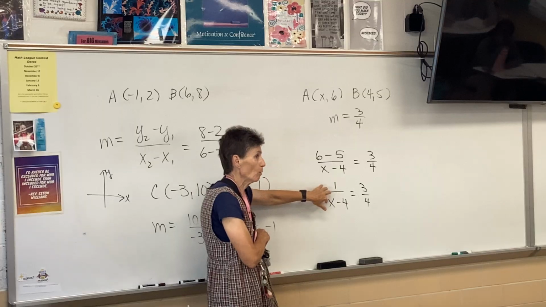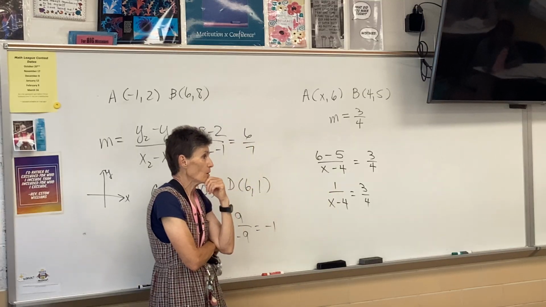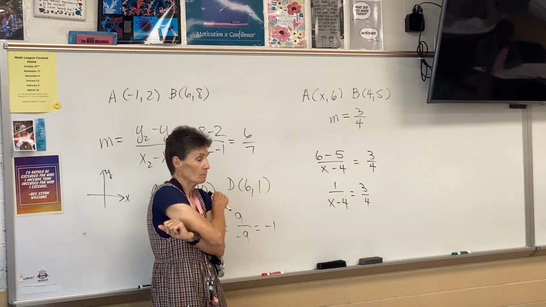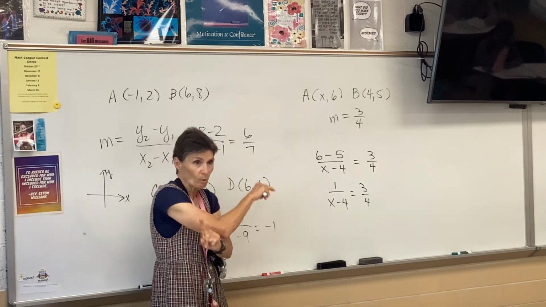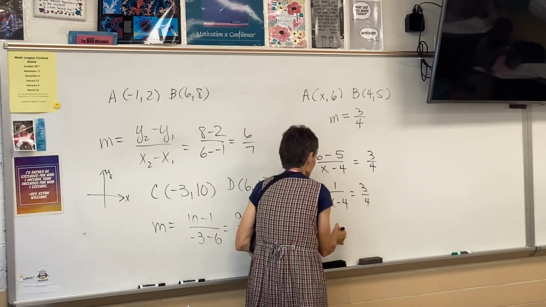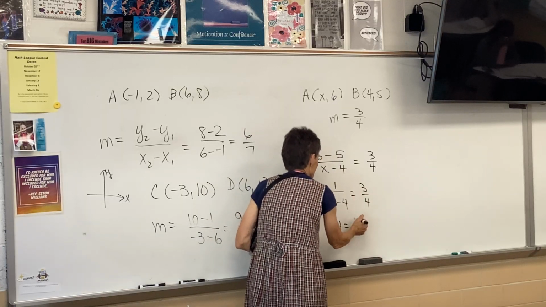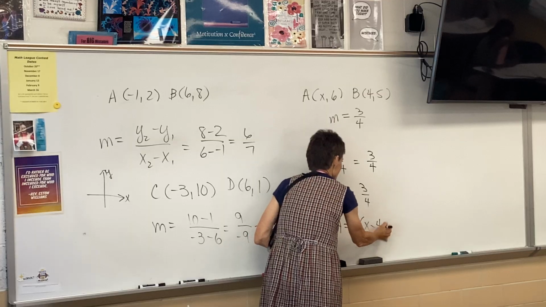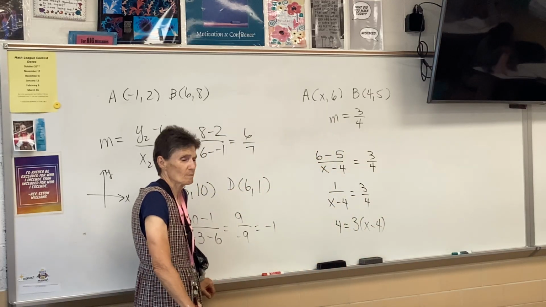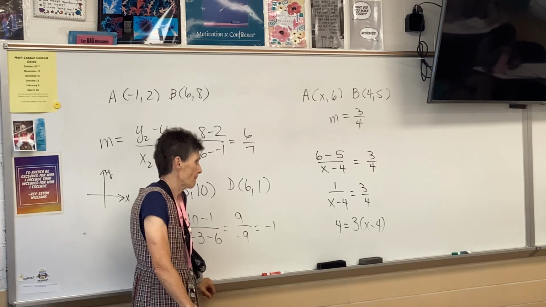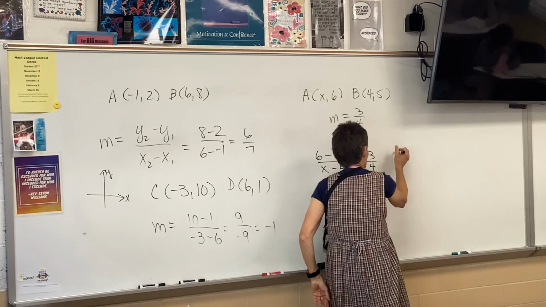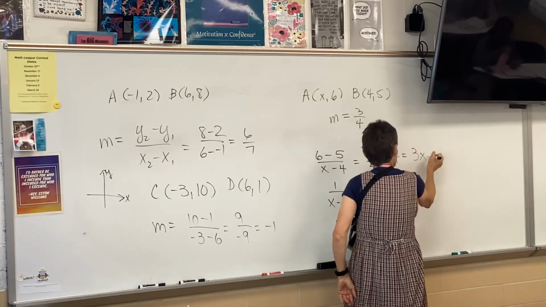This is called a proportion. How do we solve a proportion? Cross multiply. We cross multiply. So 1 times 4 equals 3 times x minus 4. Remember doing that? Oh my gosh, yes, you've done that a lot. Cross multiply. So I have 4 equal to 3x minus 12.